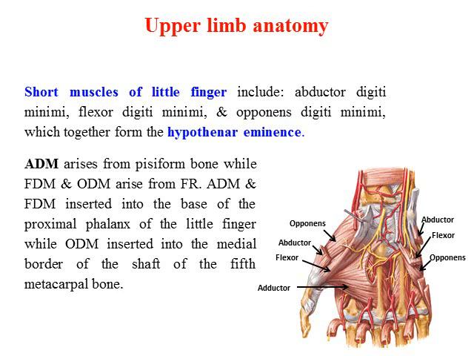Abductor digiti minimi and flexor digiti minimi are inserted into the base of the proximal phalanx of the little finger, while the opponens digiti minimi is inserted into the medial border of the shaft of the fifth metacarpal bone.